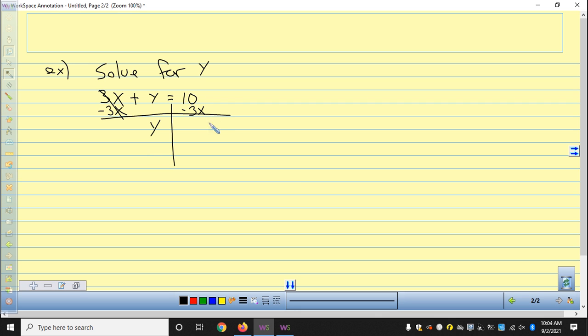And, sorry, this should be a 3x. And when I subtract 10 minus 3x, because there's no x with the 10, I just have to write 10 minus 3x. And that's my answer. Y equals 10 minus 3x.